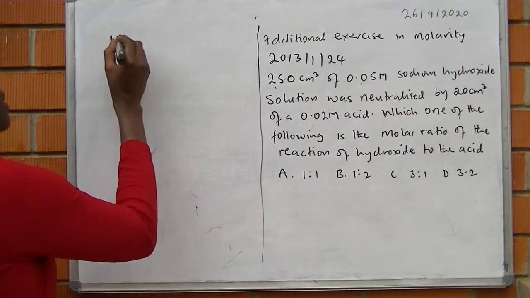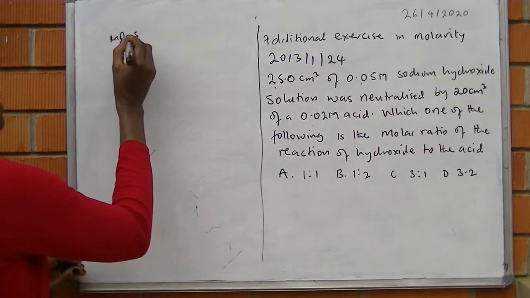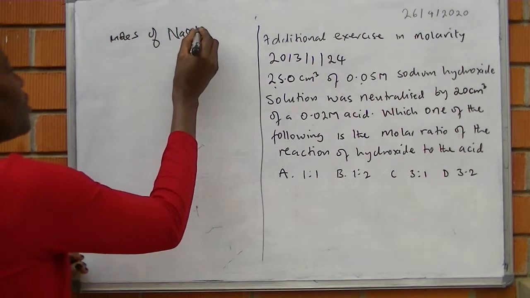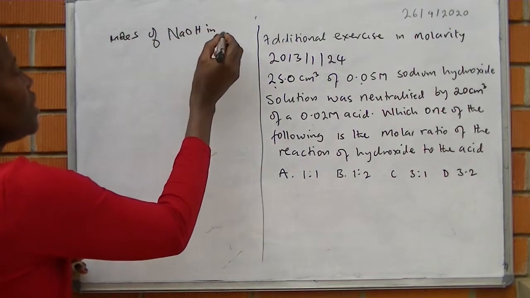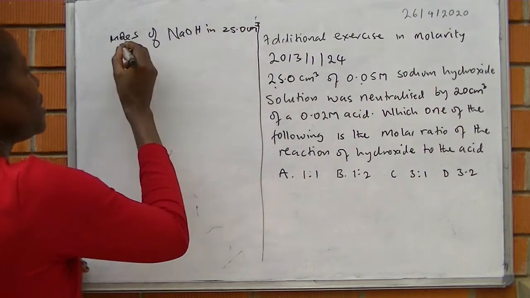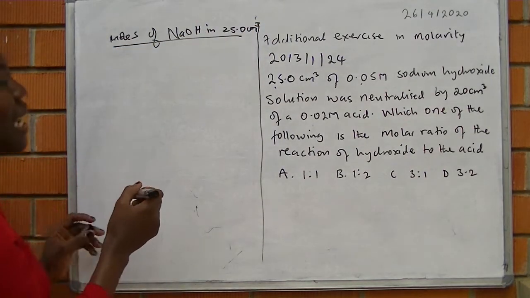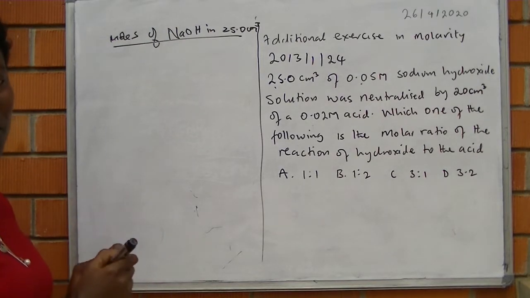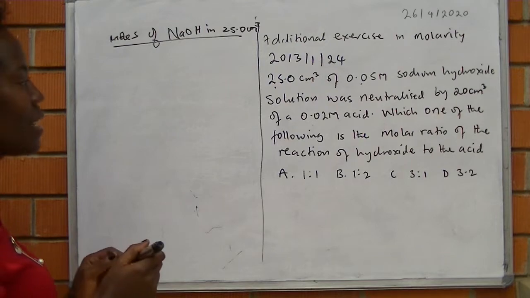So moles of sodium hydroxide in 25 cubic centimeters. We say the capital M means the molarity, and the molarity is the number of moles contained in 1,000 cubic centimeters.